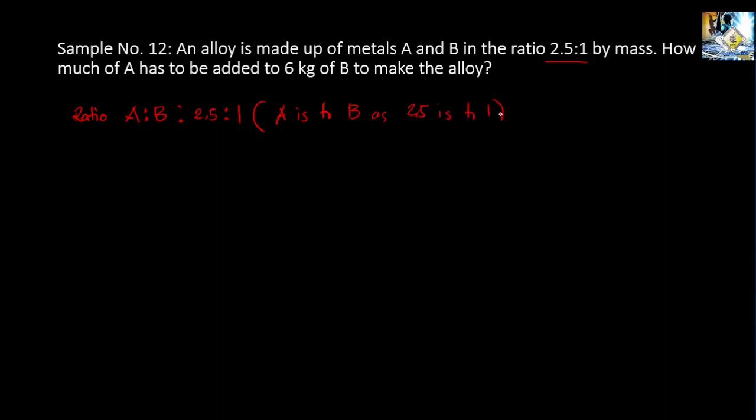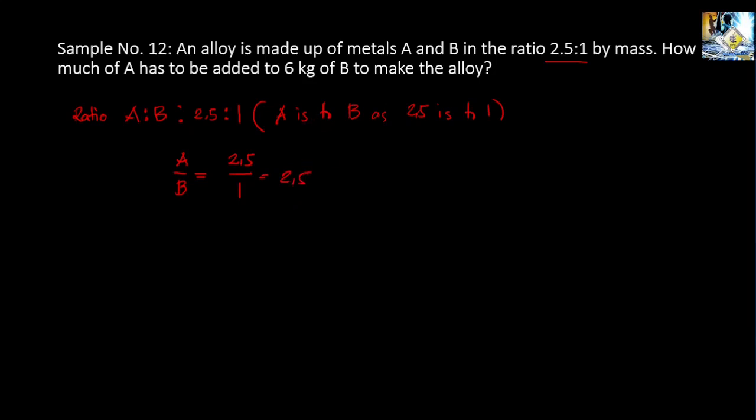That is our statement, or we can rewrite it into a fraction. Let's take the statement based on the problem: the ratio A is to B as 2.5 is to 1. If we rewrite this into a fraction, A over B is equal to 2.5 over 1, which is equal to 2.5.